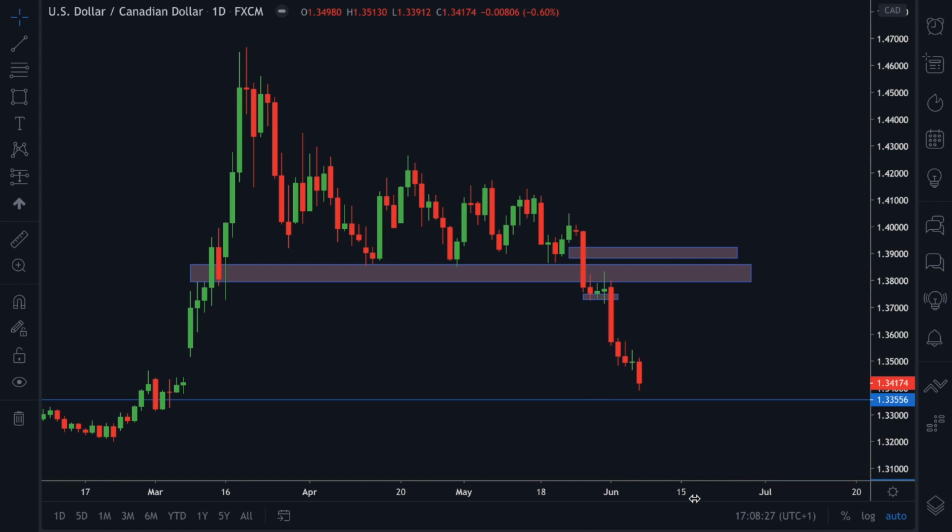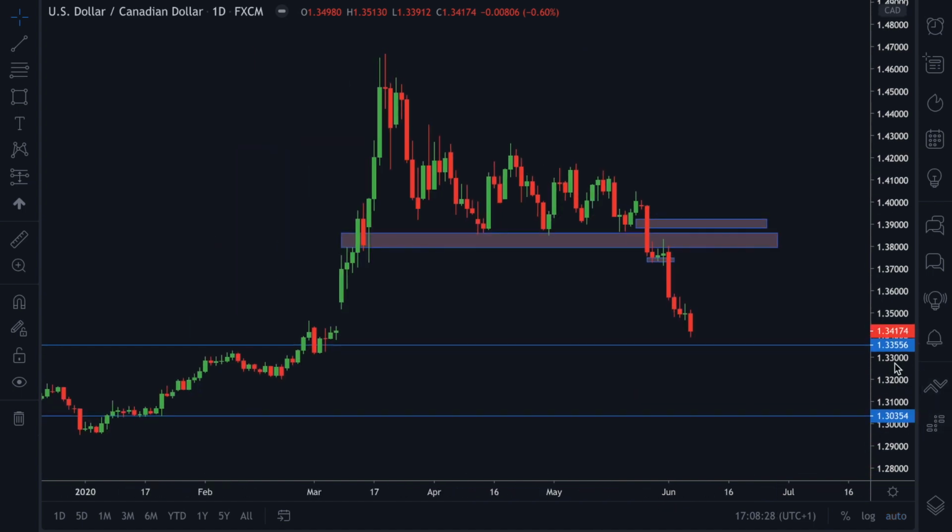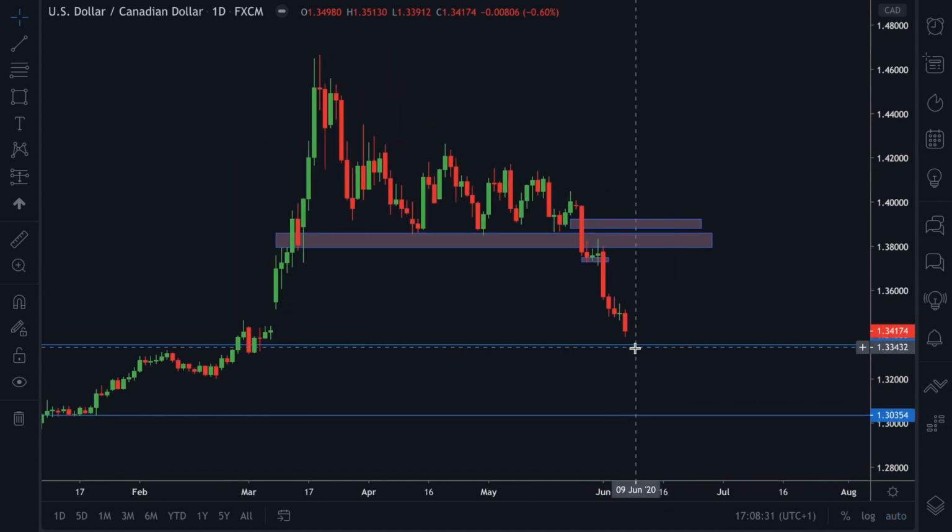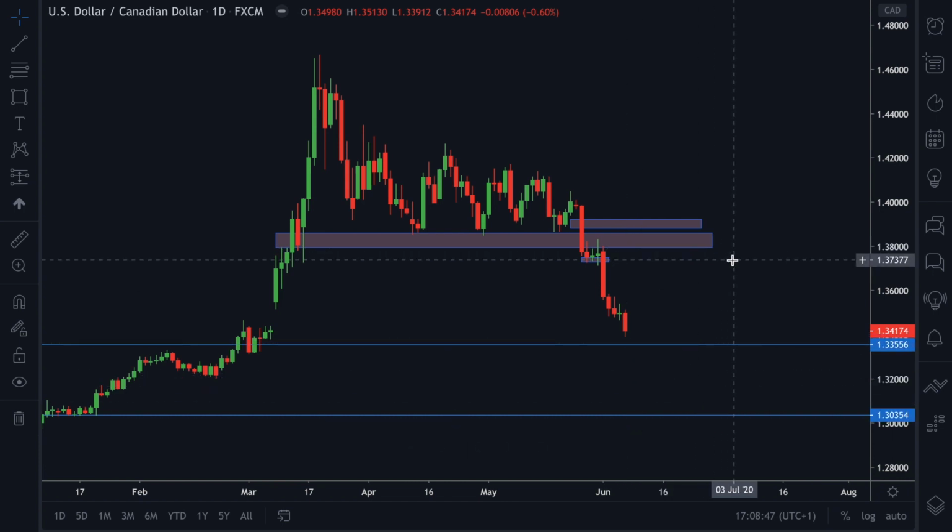In terms of trades for this week, look for shorts. I wouldn't look for any longs, even though we are close to a level of support. I'll look for price to hit the level of support and then show major reversal patterns before I take any longs. What I'll do now is look for price to break below this, pull back, and then take shorts down to 130.35. That's what I'm looking for at the moment.